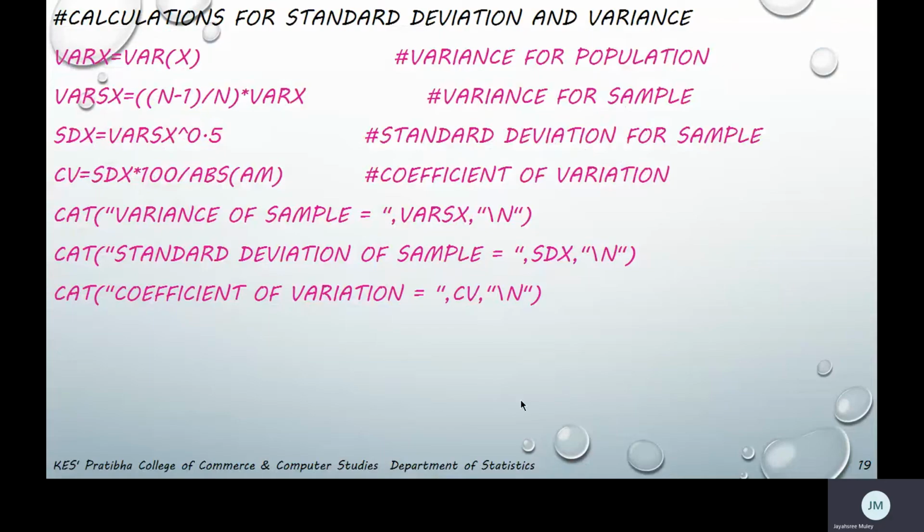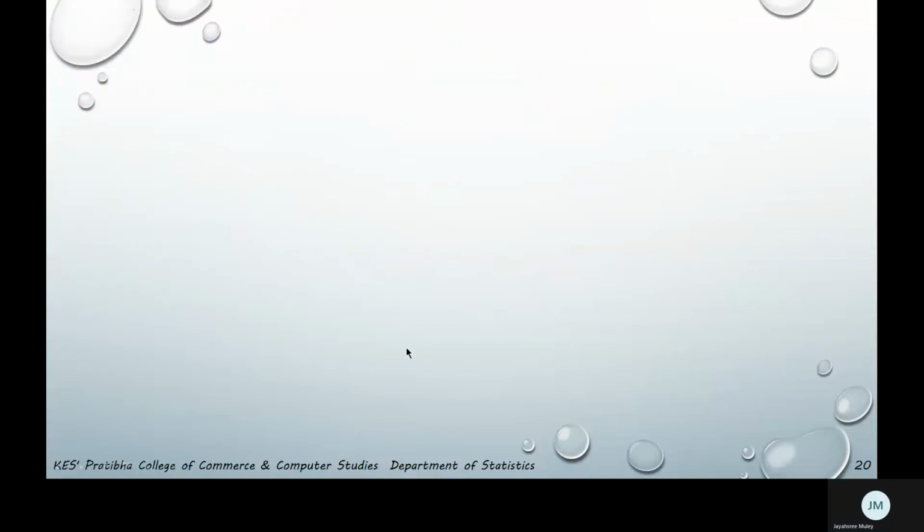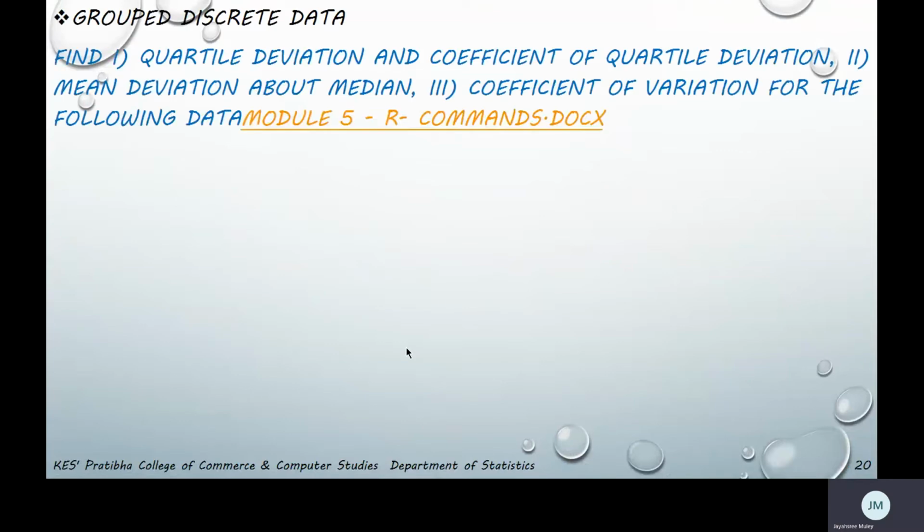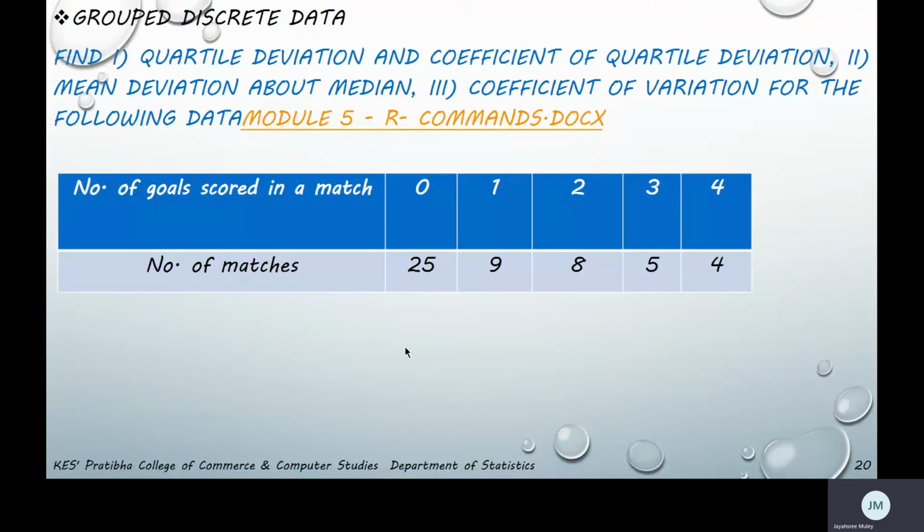Next one, we have to see the measures of dispersion for the grouped discrete data. The problem is: find the quartile deviation, coefficient of quartile deviation, mean deviation about mean, and coefficient of variation for the following data set. The number of goals scored in the match are given to you, which are in sequence 0 to 4, and the number of matches, that is the frequencies, are given to you associated with the discrete data: 25, 9, 8, 5 and 4.